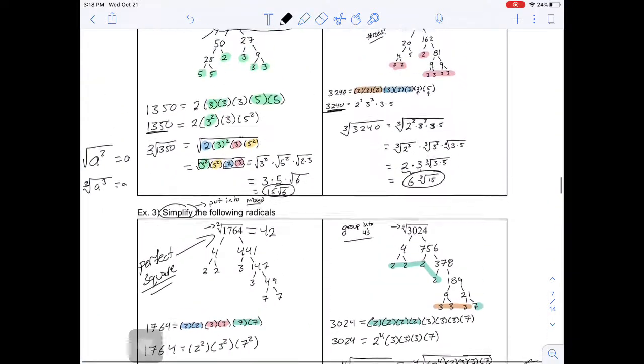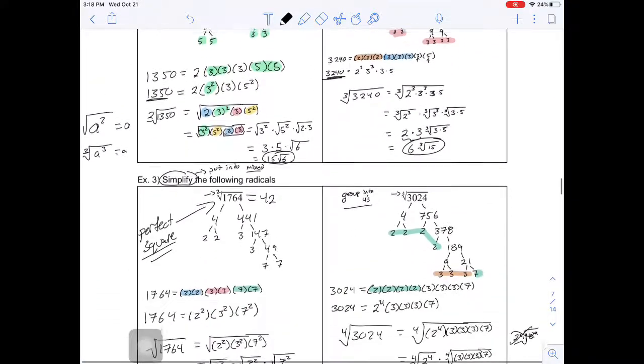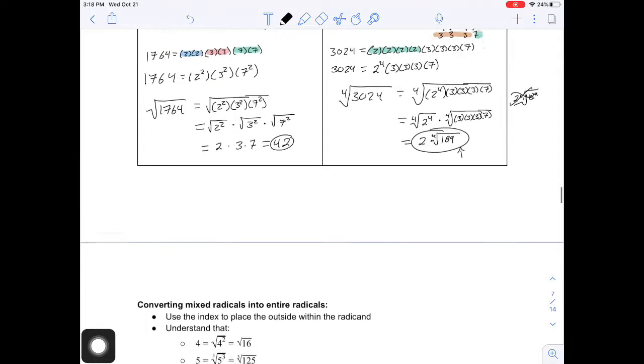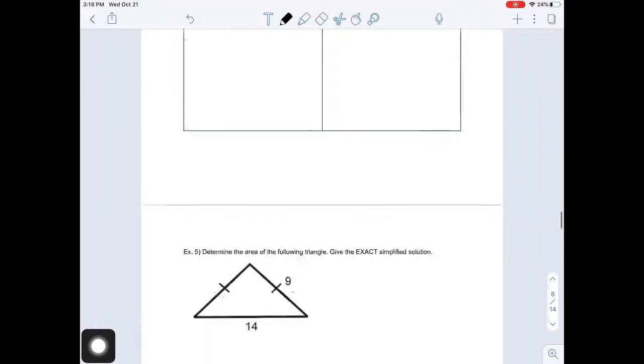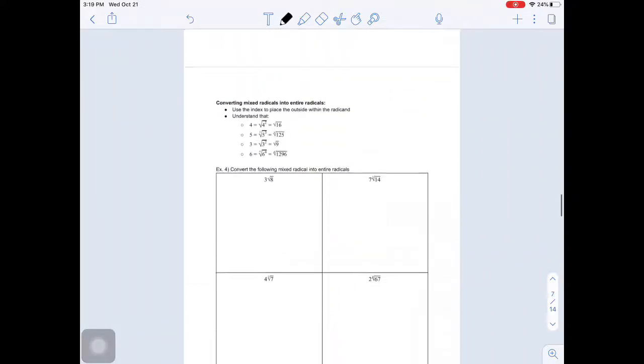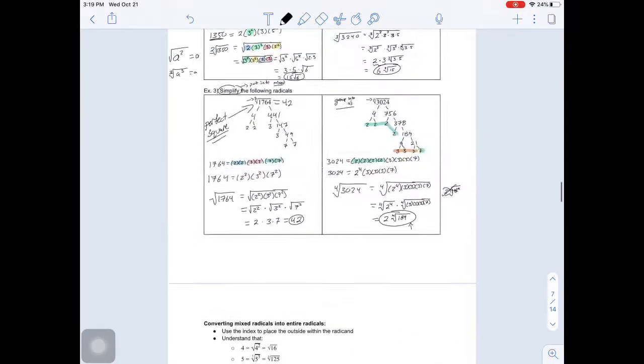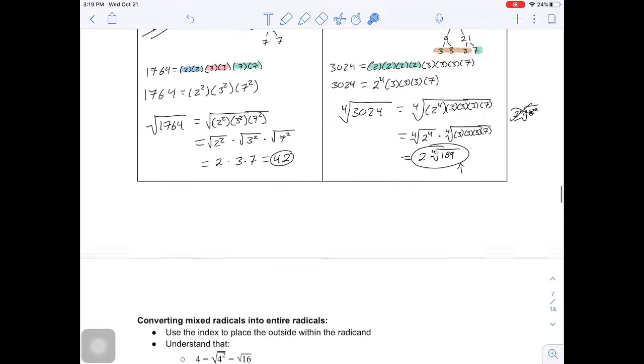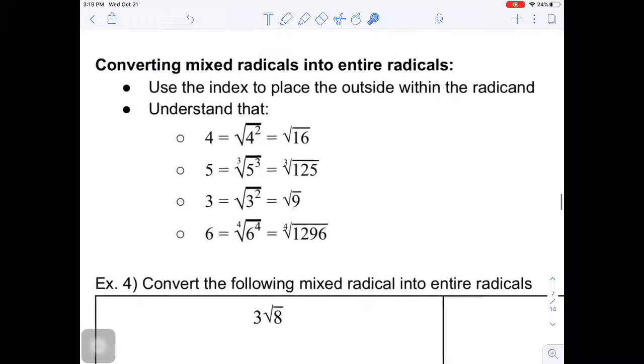Okay, so this is a really important part of Math 10C, so please practice it and do practice problems figuring out different scenarios. Okay, so let's move forward and let us look at going the other way. So we just learned how to make an entire radical into a mixed radical, right? These are entire radicals, these are mixed radicals. How do we go the other way? Well, the other way isn't as difficult. You're going to use indexes to place the outside within a radicand.